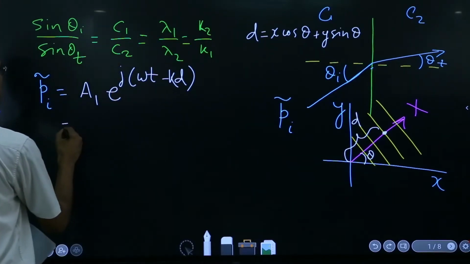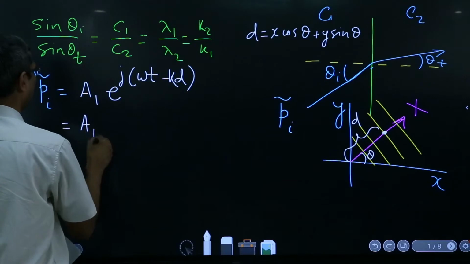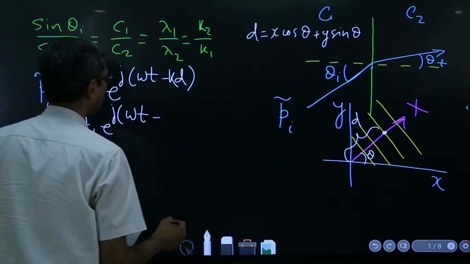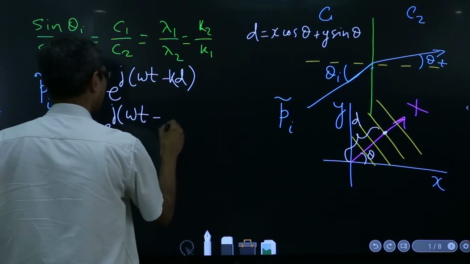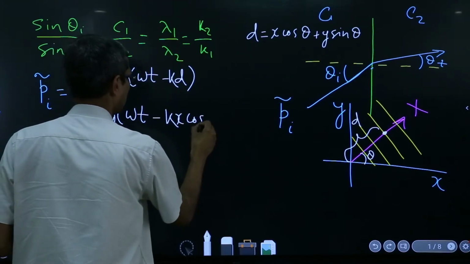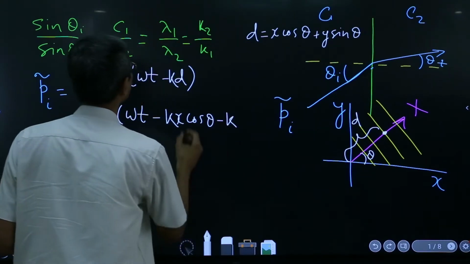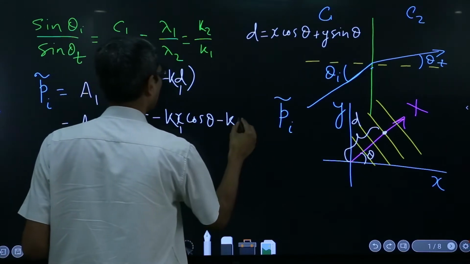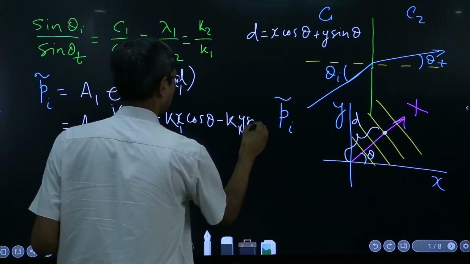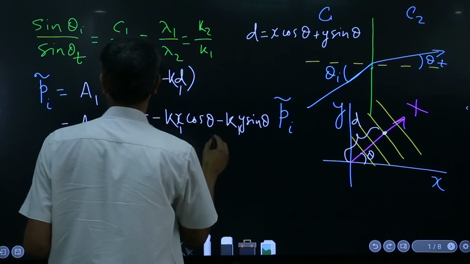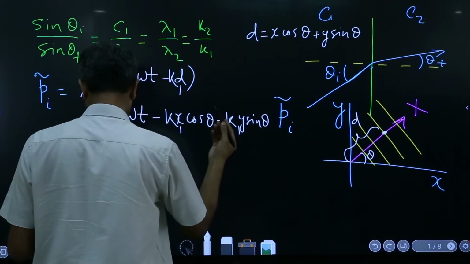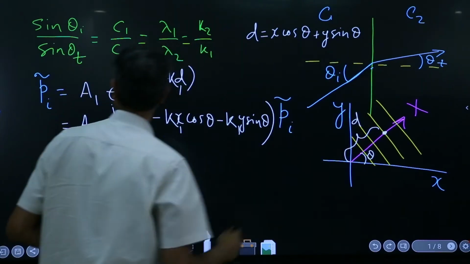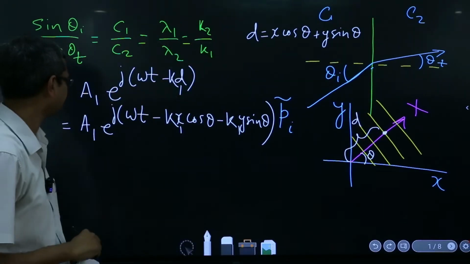Now you can substitute this here: e raised to j omega t minus k1 x cosine theta minus k1 y sine theta, and theta is our, yeah. So suppose this is the wave. Fine.